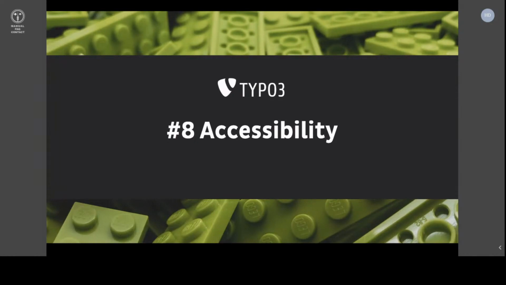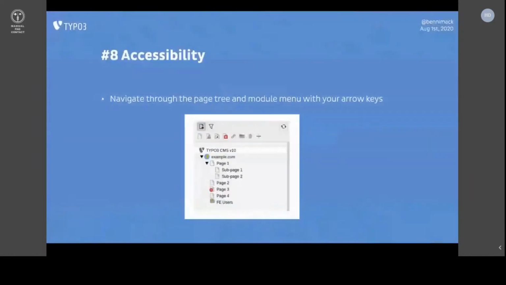At the initiative week, they produced some really cool results, which means that you can now navigate through the page tree and the module menu with your arrow keys, without using a touchpad or a trackpad or a touch display or your mouse. You can actually just use the keyboard. You don't have to move your hand. And of course, it's also helpful for people with disabilities.